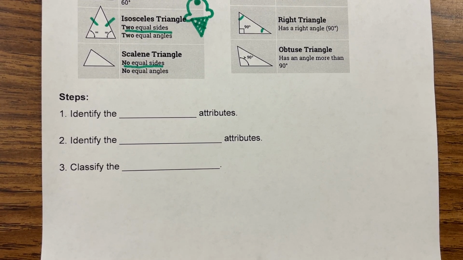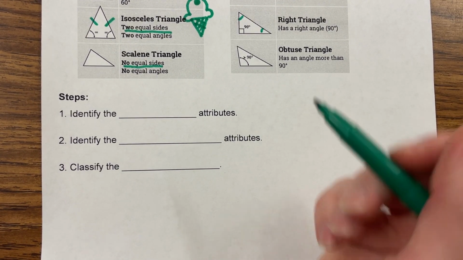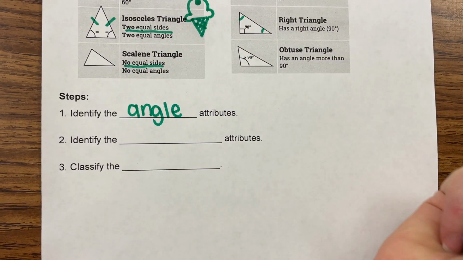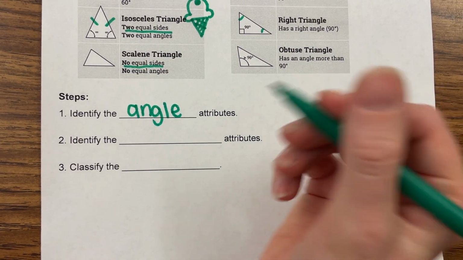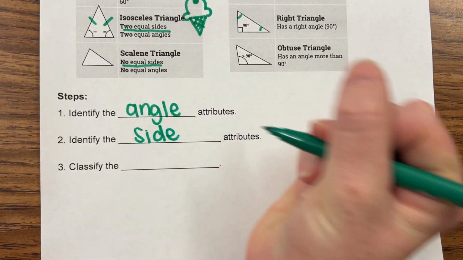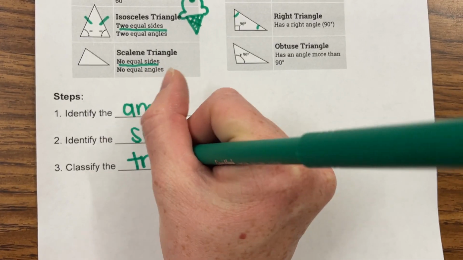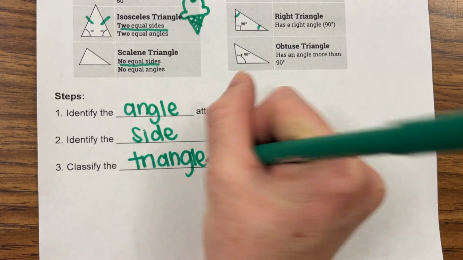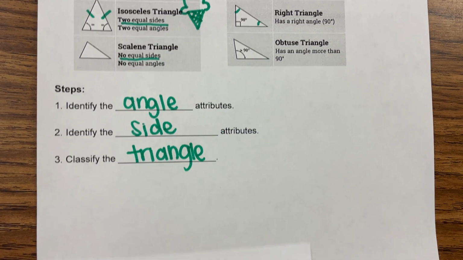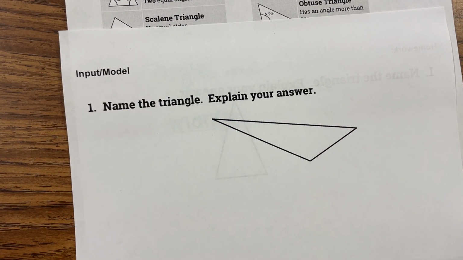Okay, our steps are to first identify the angle attributes, and then you're going to identify the side attributes. Then you're going to classify the triangle. Okay, I'm getting out my red pen, so you're going to pause, you're going to watch. So it says name the triangle, explain your answer.